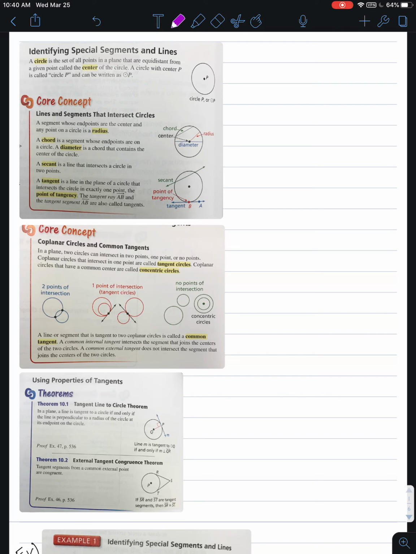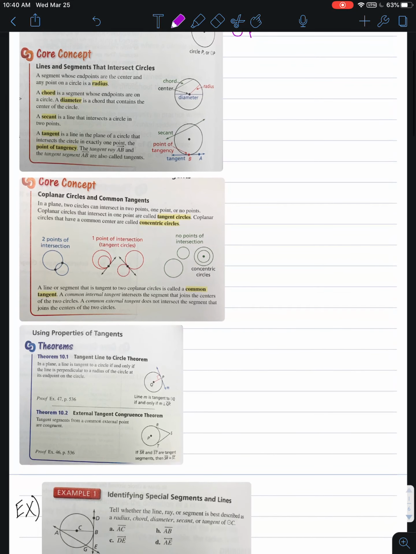We've been talking about that for a very long time, since elementary school. But you can see here at the beginning that a circle is a set of all points in a plane that are equidistant from a given point called the center. So in this first example, the center of this circle right here is P. We can call it circle P, or you can do the little symbol like that, P. Also name it circle P. And all the points on the circle are equidistant, or the same distance, to that point P, which is what makes it a circle.